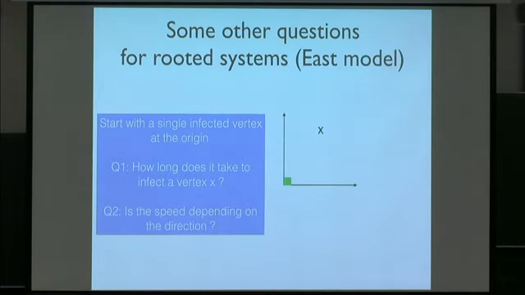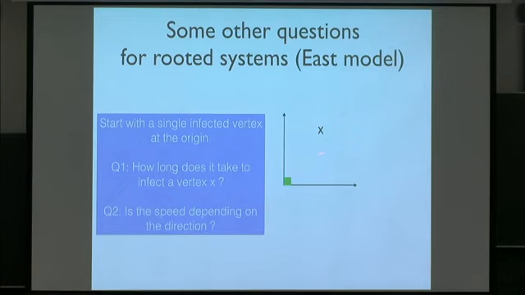Okay, maybe just a last slide. So far we just discussed the infection time. However, for this KCM, there are also other interesting questions. For example, start with a single vertex at the origin. How long does it take to infect a faraway x? Is that linear? For this model, we proved yes, this is linear. Does the speed, or the time to infect a vertex, depend on the direction of the vertex with respect to the origin? Again, yes.